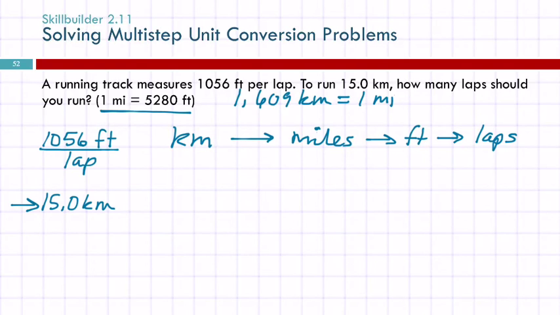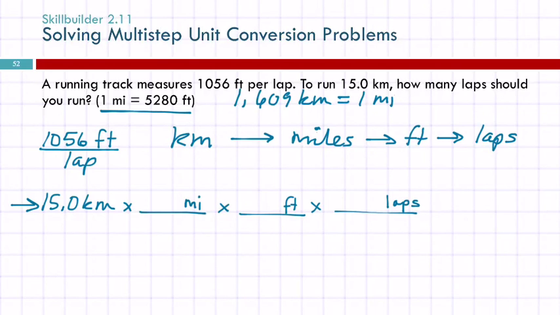Okay, once we have the path, we are set. We make a long equation, and this time we have 3 arrows, so we're going to have 3 fractions. We're going to start with 15 kilometers, and I'm going to make 3 fractions, because the path tells me to do that. Kilometers to miles to feet to laps. Those are the units that go on the top. So I already have kilometers, and then I've got miles and feet and laps.